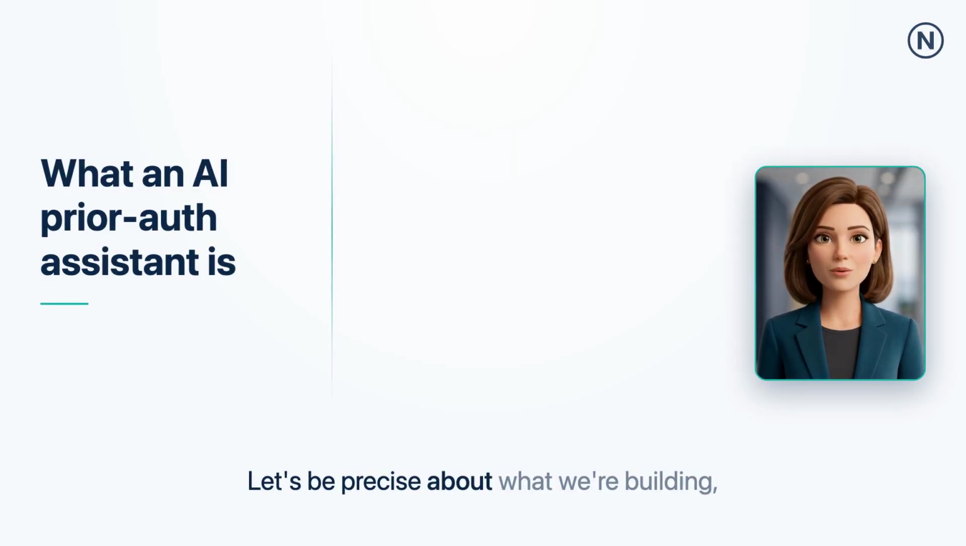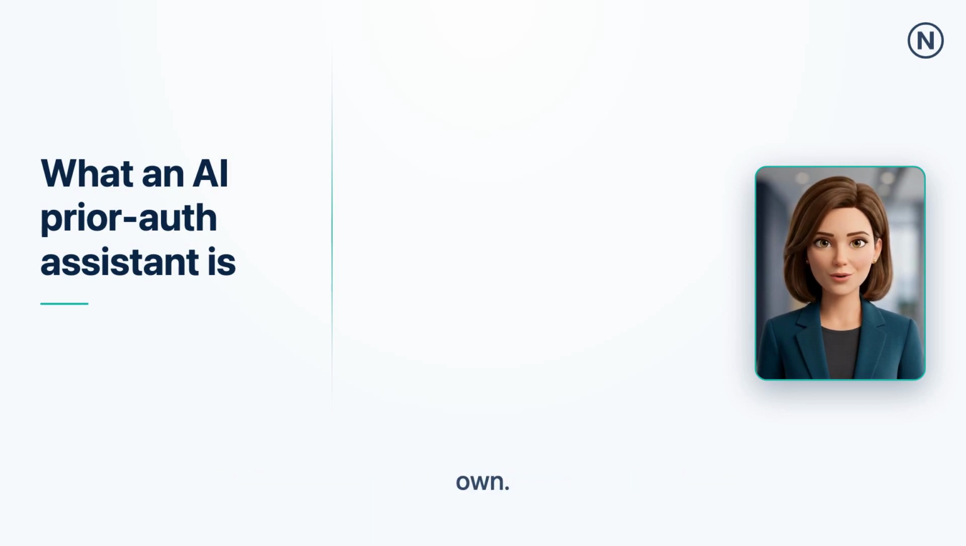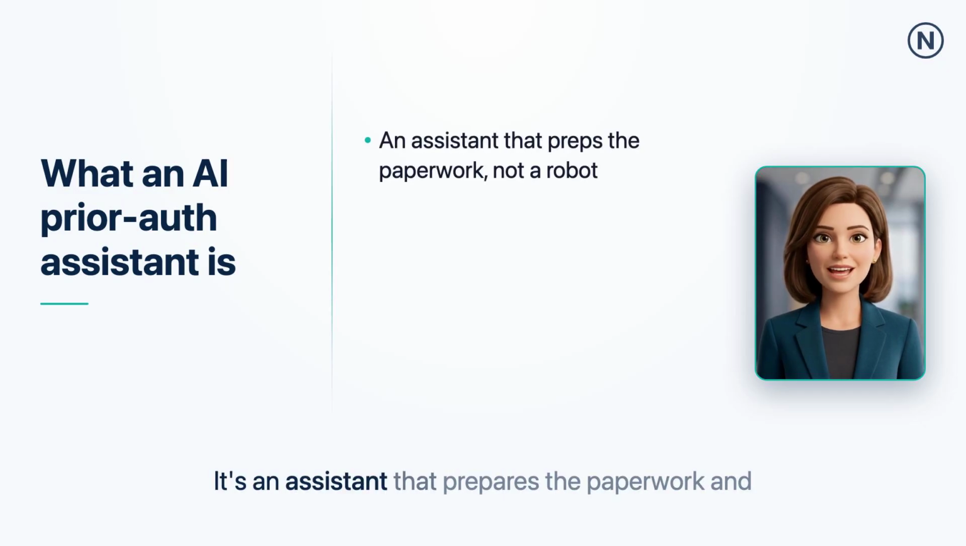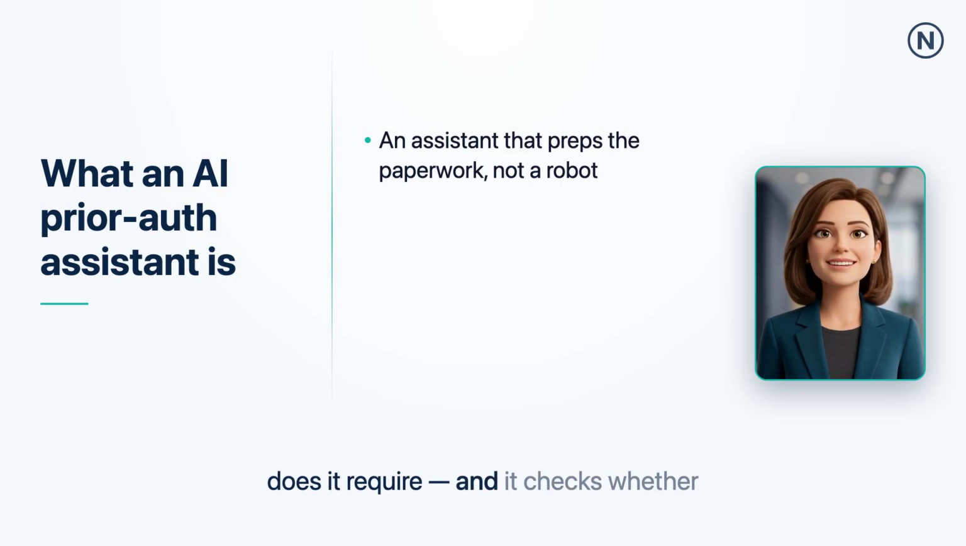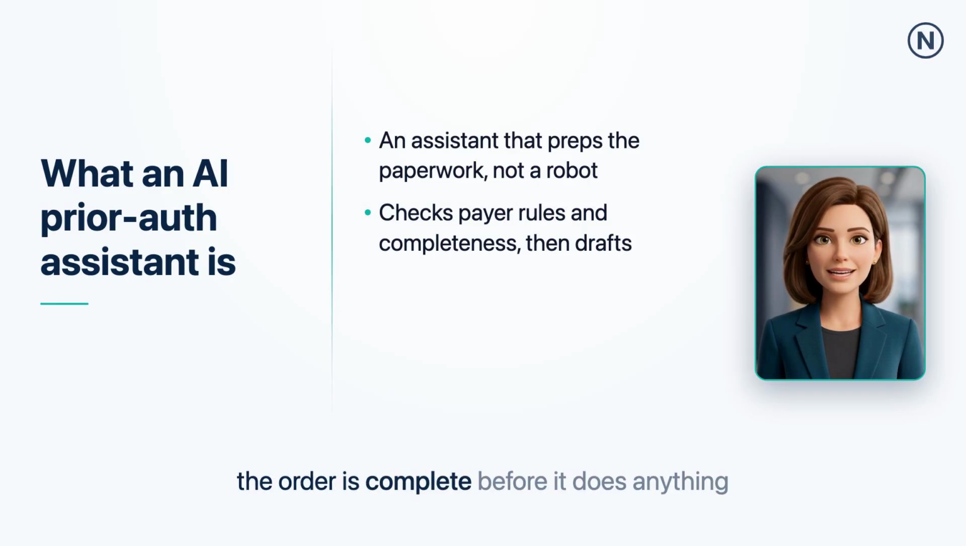Let's be precise about what we're building, because AI prior authorization can sound like a robot that talks to insurance companies on its own. It isn't. It's an assistant that prepares the paperwork and hands it to a person to approve. Here's the flow. A new request comes in. The workflow looks up that payer's rules. Does this even need authorization? And what documents does it require? And it checks whether the order is complete before it does anything else.